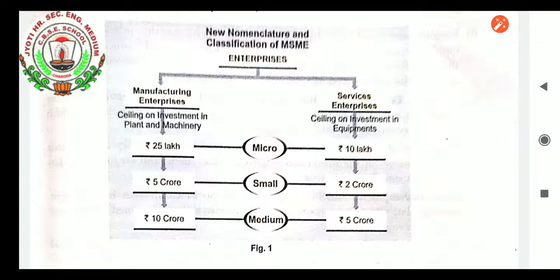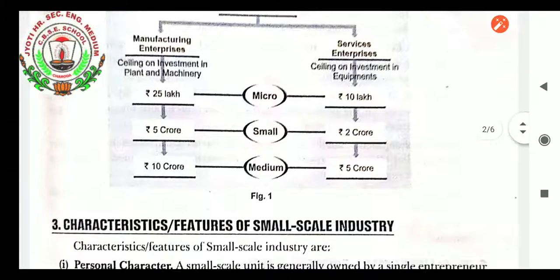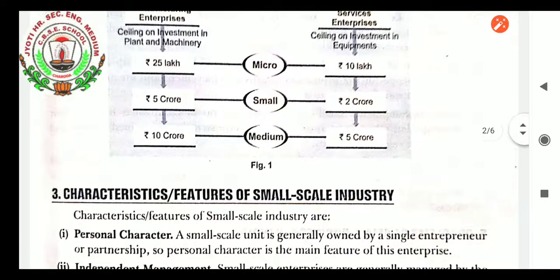Medium enterprises, according to the new nomenclature, will have an investment of rupees 10 crore if the business is medium scale, and service enterprises rupees 5 crore. This is the amount of investment in the particular companies. Then it will be considered as a micro industry, small industry, or medium industry.